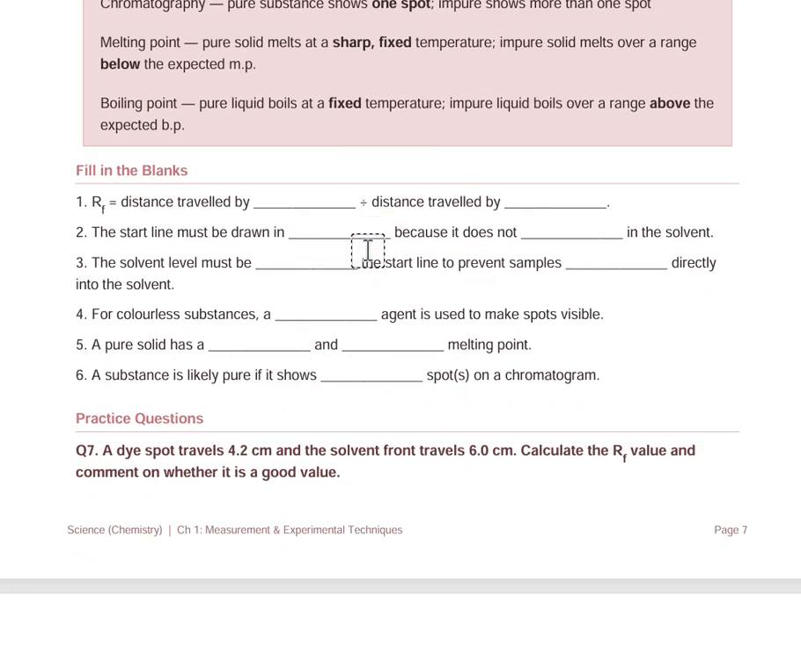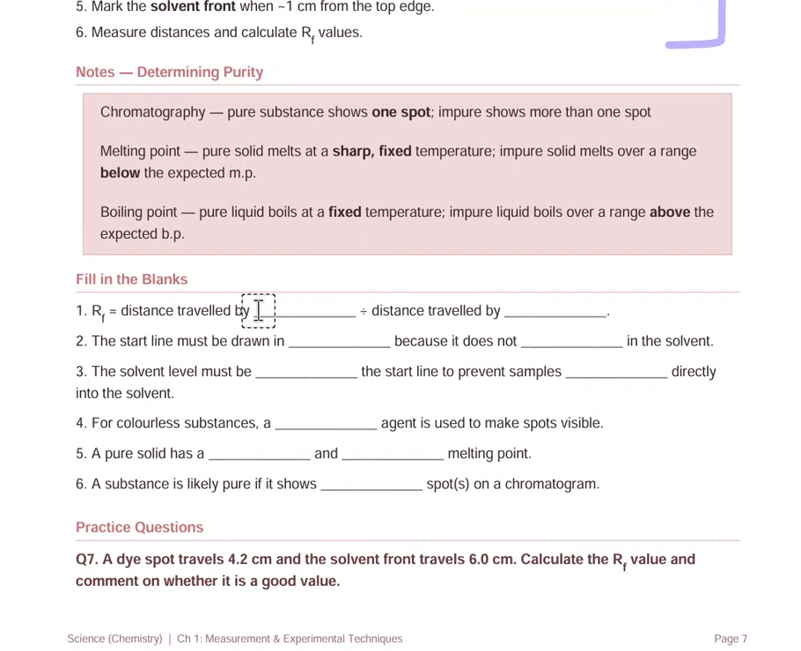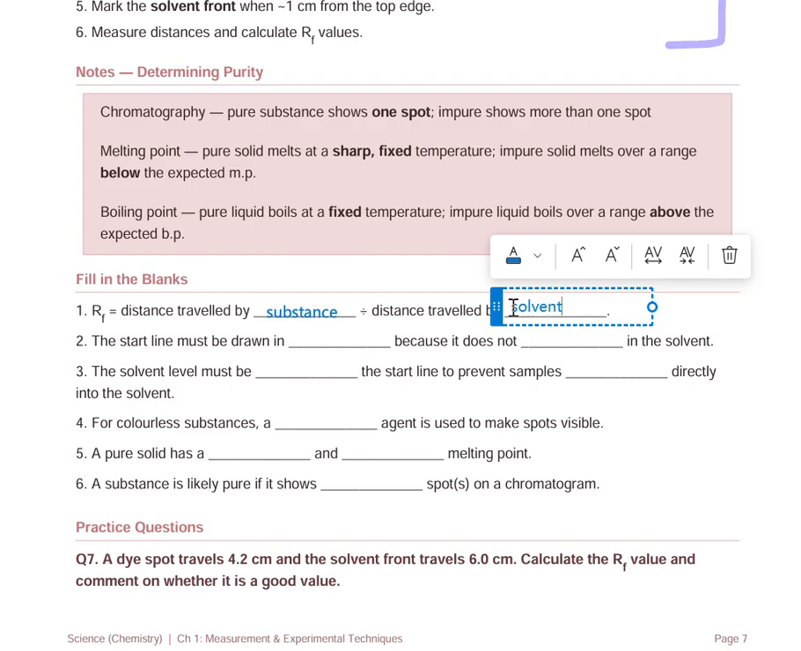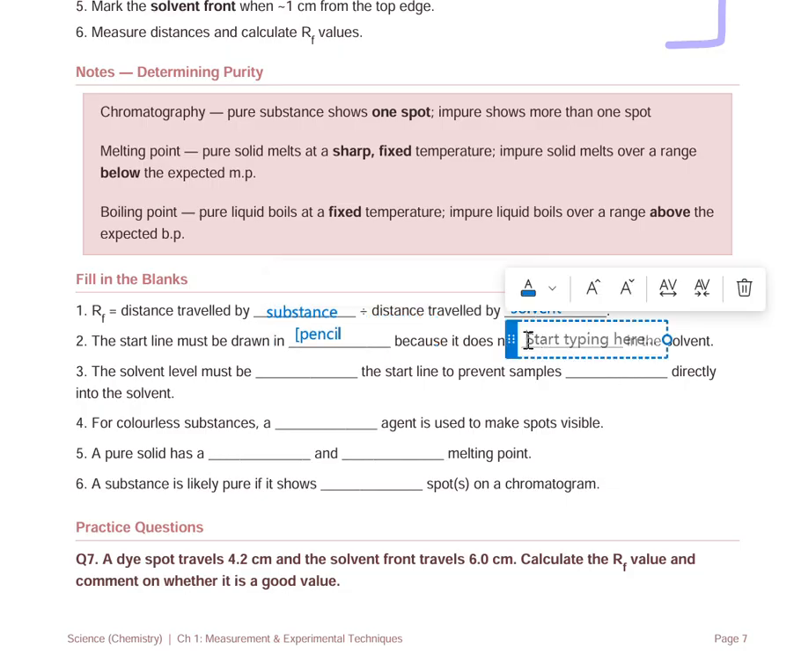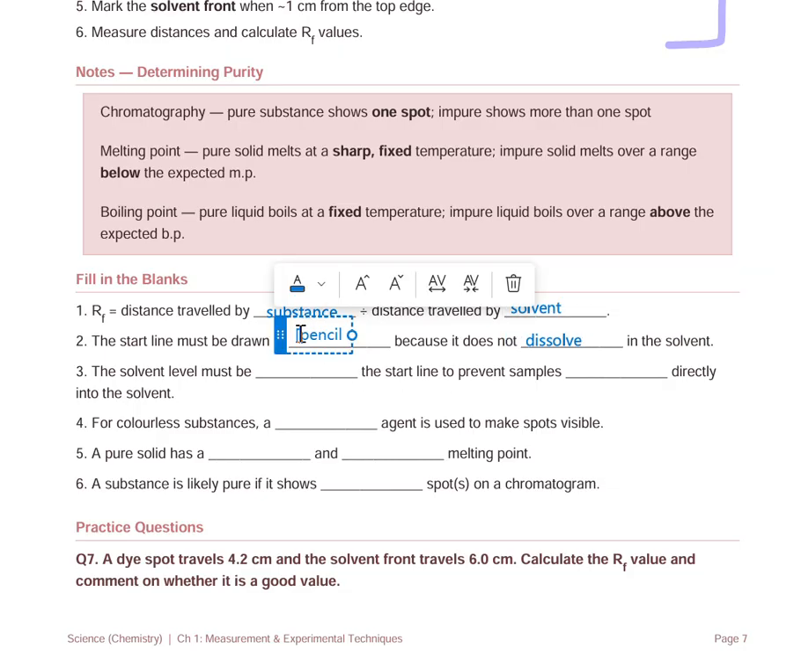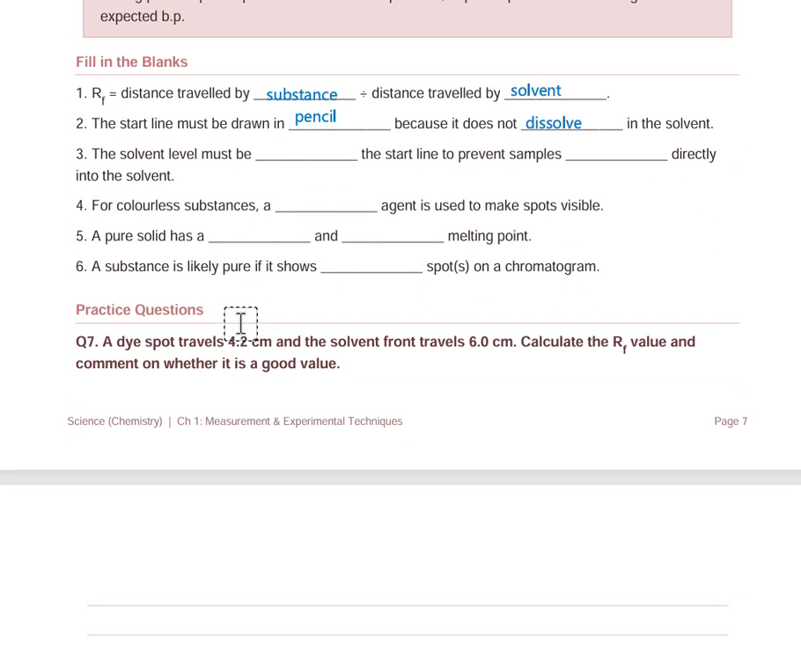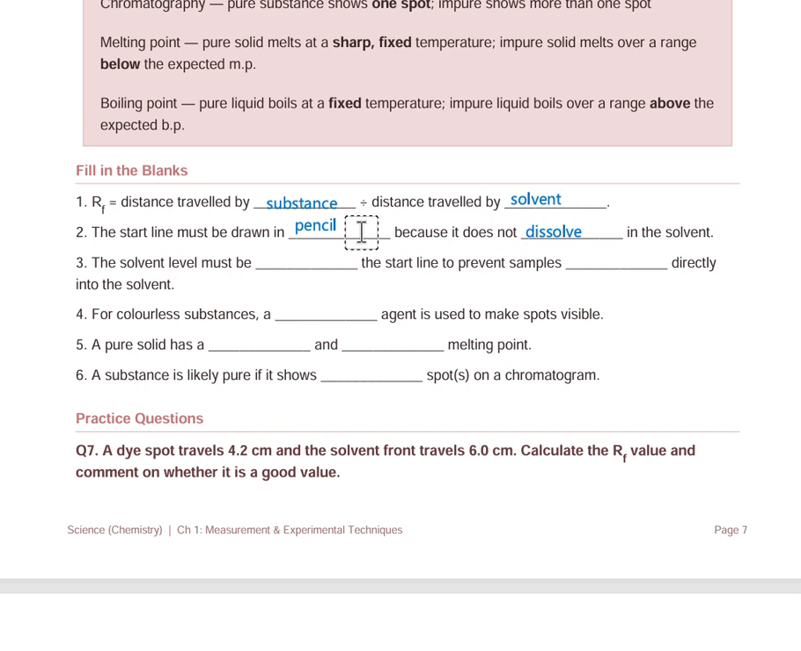Okay, let's continue with the fill in the blank. Rf equals the distance traveled by the substance divided by the distance traveled by the solvent. This is how you need to know what the Rf is. The start line must be drawn in pencil, as I said just now, because it does not dissolve. You'd be surprised that science doesn't actually care much about the spelling. Just get the rough idea.